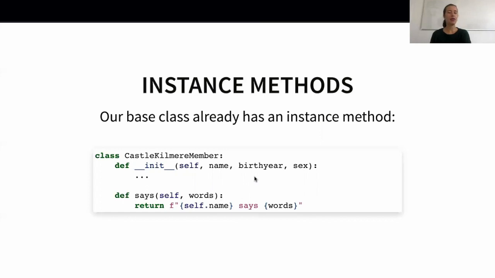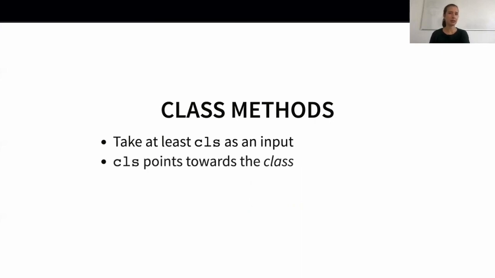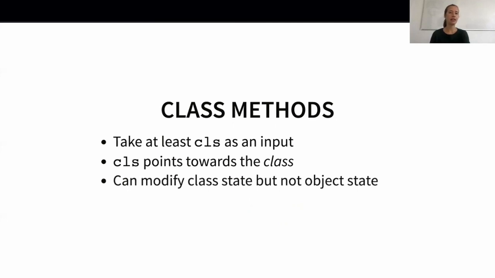The next type of method we will look at are class methods. Class methods look similar to instance methods in the sense that they take at least one parameter as an input. This parameter is, however, not self but cls. cls points towards the class, not a particular object instance, when the method is called. Therefore, a class method can only modify class state but not object state. Still, changing the class state will affect all instances of the class.